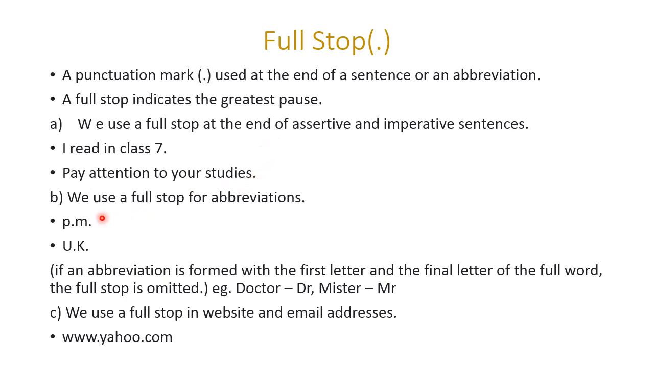Moving next, we use a full stop for abbreviation, as in the above definition I told you, at the end of a sentence or an abbreviation. Abbreviation, a short form, right? PM, UK. If an abbreviation is formed with the first letter and the final letter of the full word, the full stop is omitted. Remember that whenever we are using the abbreviation with the first letter and with the last letter, then we will not use a full stop. That has been omitted from there. Omitted means deleted from there.